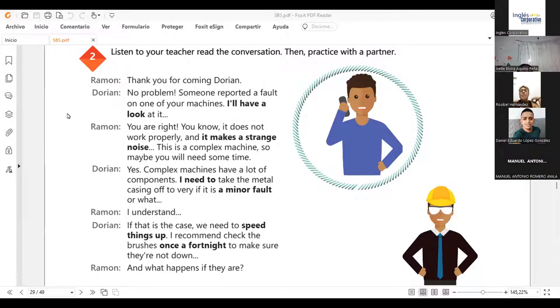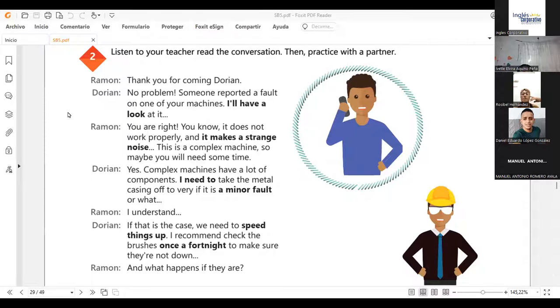Thank you for coming, Dorian. No problem. Someone reported a fault on one of your machines. I'll have a look at it. You are right. You know it does not work properly and it makes a strange noise. This is a complex machine, so maybe you will need some time. Yes, complex machines have a lot of components. I need to take the metal casing off to verify if it's a minor fault or what. I understand. If that is the case, we need to speed things up. I recommend checking the brushes once a fortnight to make sure they are not worn down.